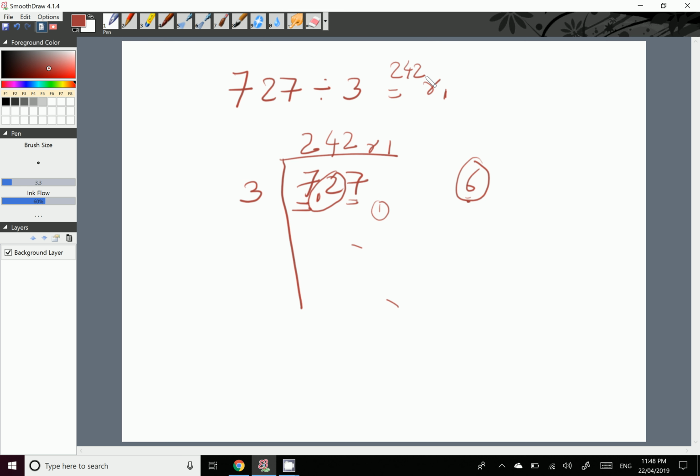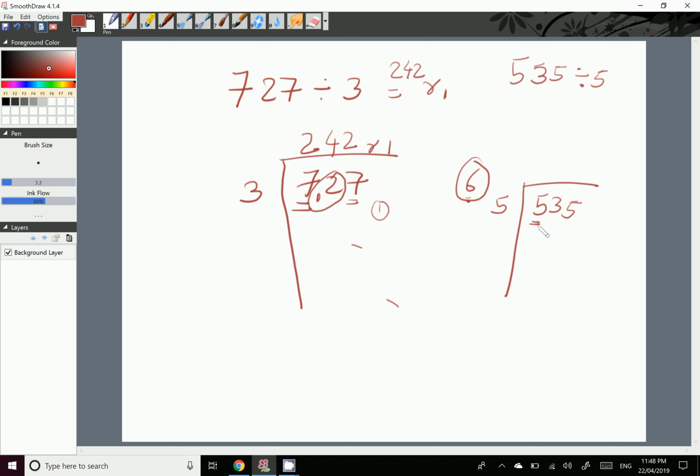Let's go through one more example and we'll see two different methods of how to do this example. So 535 divided by 5. What I'm trying to do here is 535 divided by 5.